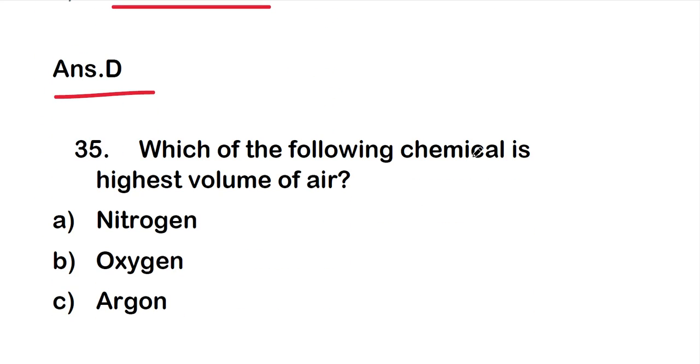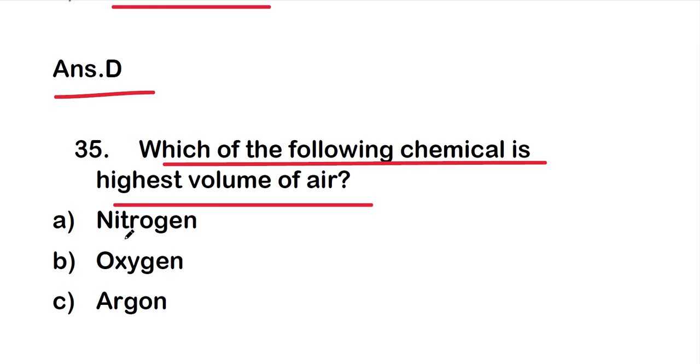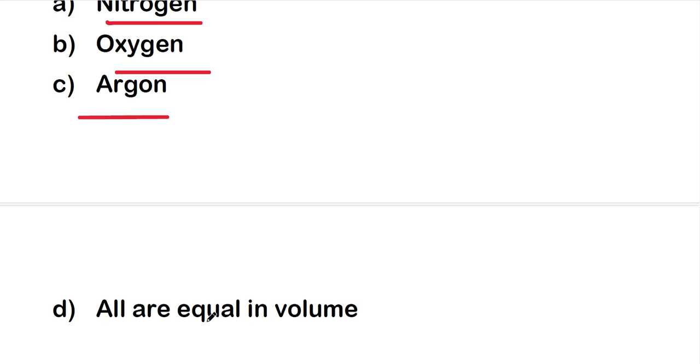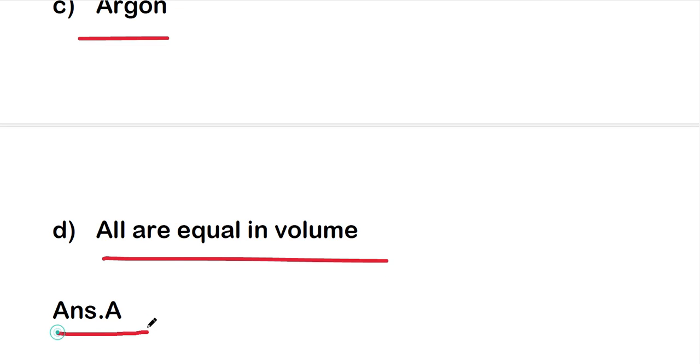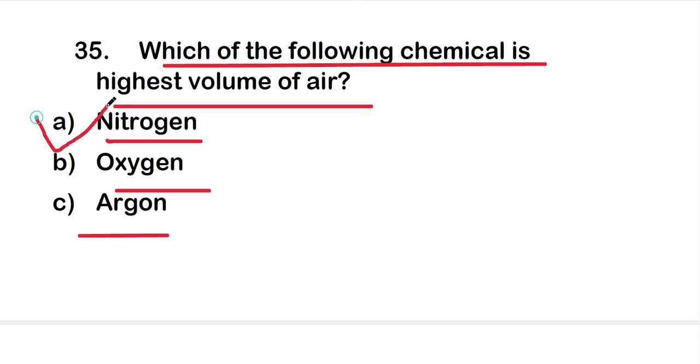Okay, so next one is, which of the following chemical is highest volume of air? And the options are nitrogen, oxygen, argon, or all are equal in volume. And the right answer is option A, that is nitrogen. So nitrogen is the highest volume chemical which is present in air.